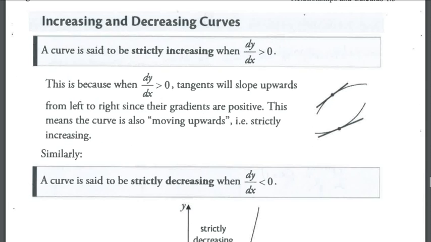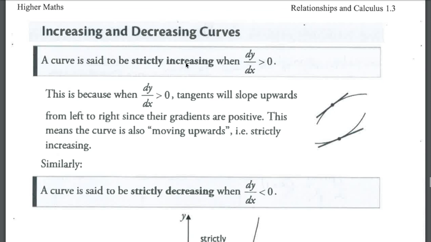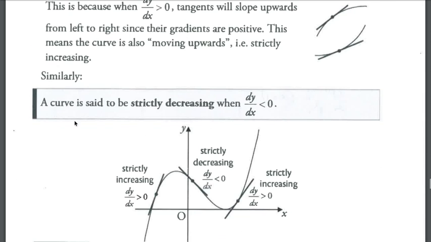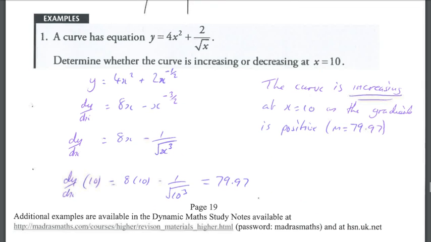So a curve is said to be strictly increasing, or going up, when dy/dx is greater than 0, positive gradient. A curve is said to be strictly decreasing when dy/dx is less than 0, or it has a negative gradient. Okay, so let's just use that.